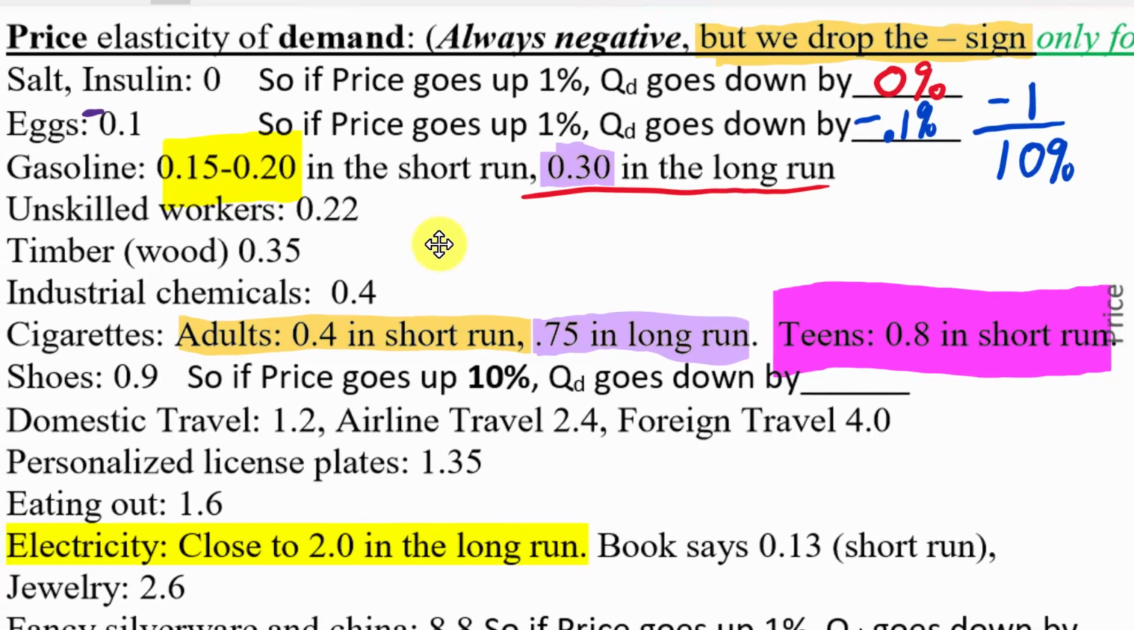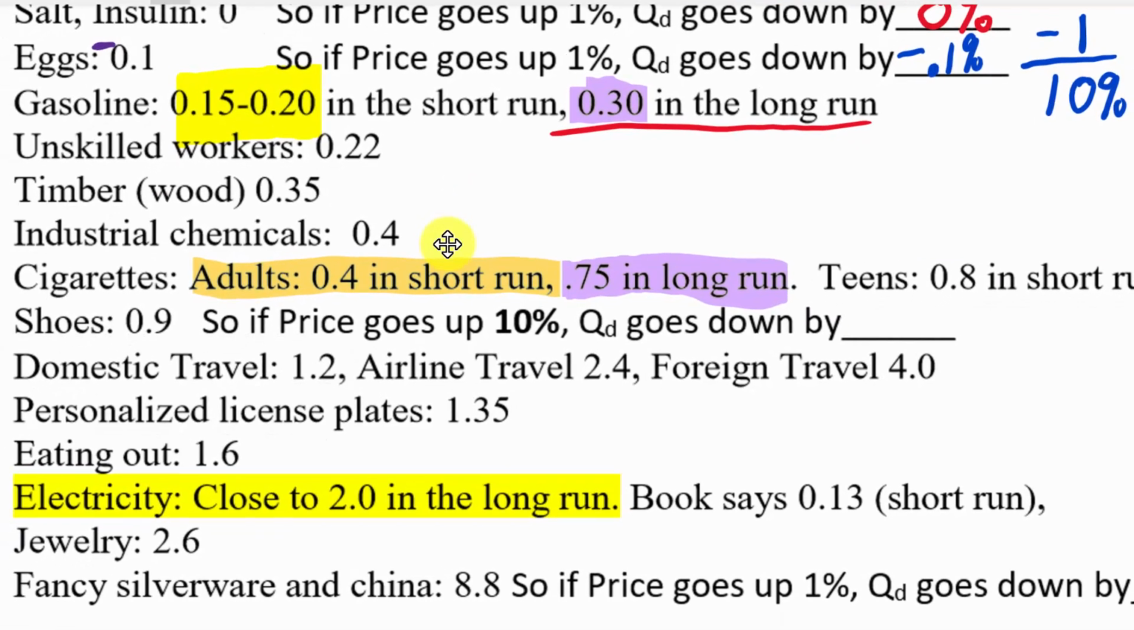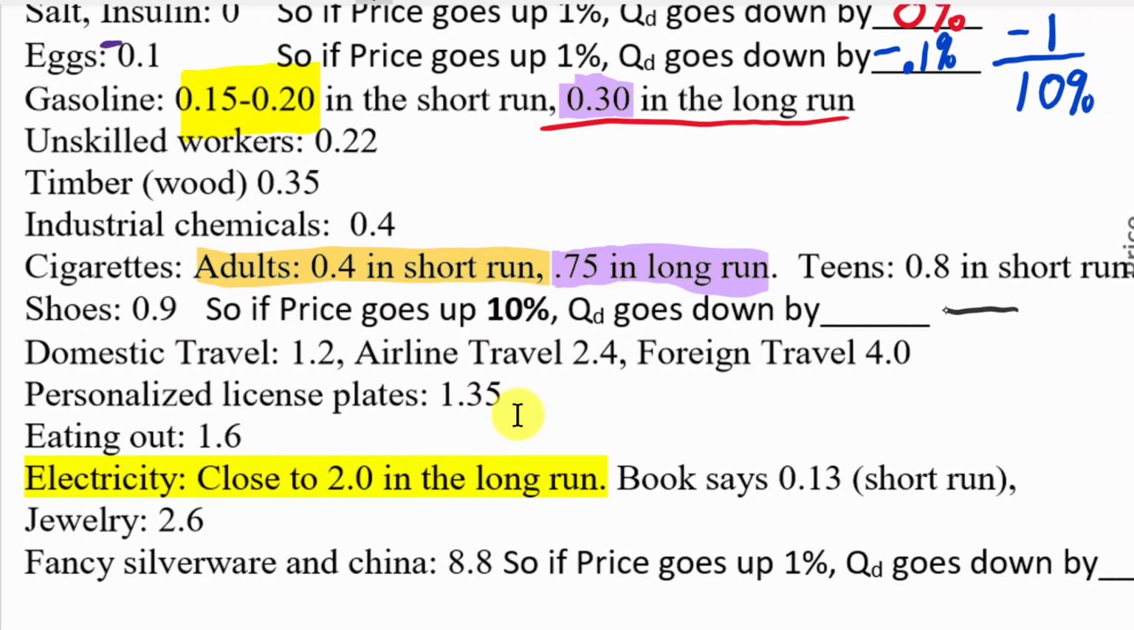So here we have shoes, getting a little more elastic as we go down the list here. 0.9, really negative 0.9, right? So what would we predict here? If the elasticity is 0.9 for shoes, if the price goes up 10%, what would we predict would happen to the quantity? We put that 10% on the bottom as our percent change in price. And what divided by 10 is going to give us 0.9, right?